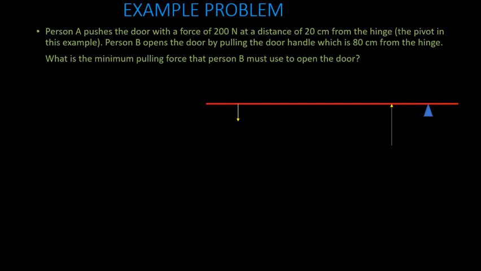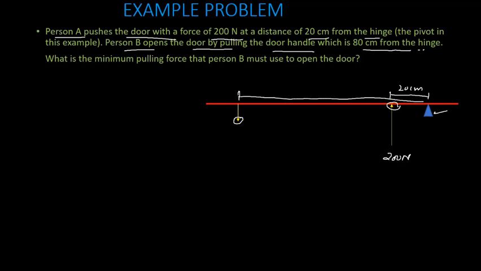The problem states that person A pushes the door with a force of 200 Newton at a distance of 20 centimeter from a hinge. So let's say this is the hinge and this is the pushing force. The pushing force is 200 Newton and it is applied at a distance of 20 centimeter from the pivot point. Next, person B opens the door by pulling the door handle which is 80 centimeter from the hinge, and let's say this person is opening the door. So the total distance from the pivot point is 80 centimeter.